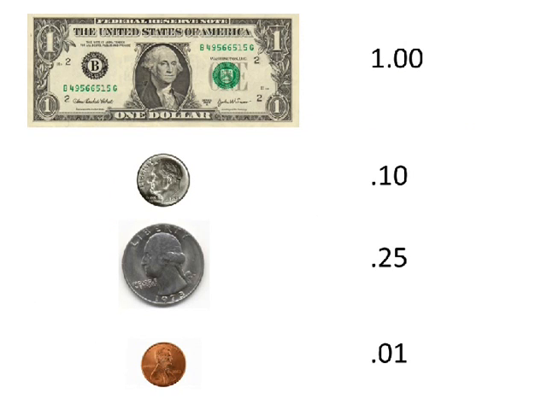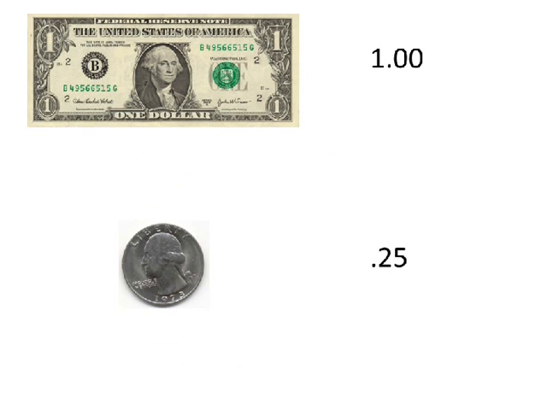So after that, $1 we should know is 1.00. And then a dime is 0.10, and a quarter is 0.25, and a penny is 0.01.